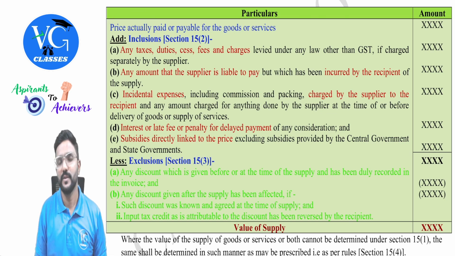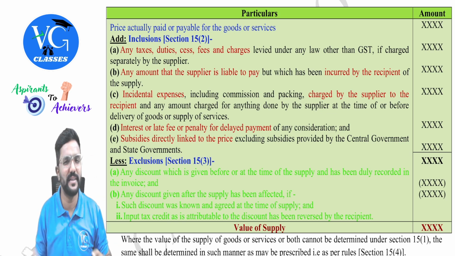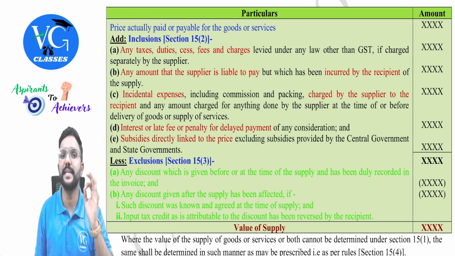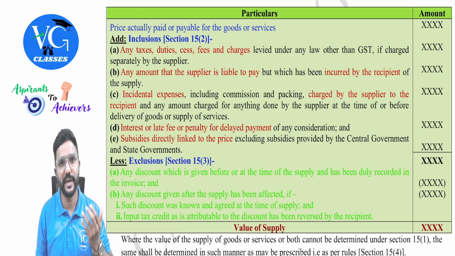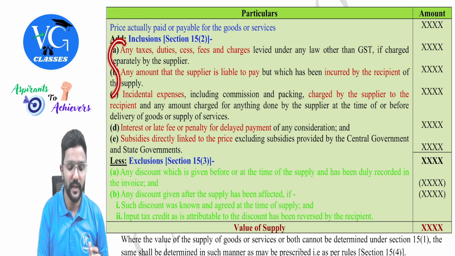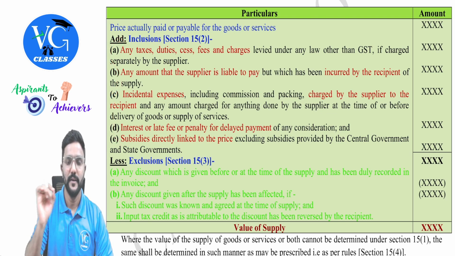No, sir. They would have clearly given in the question that other than the price, there are a few more things which the supplier is charging to the recipient, something like that. They would have given some hint in the question. Accordingly, you follow it. If by chance the question is silent, then you can consider that whatever price is given in the question is excluding the following items, guys. Got it? Yes, sir. Fine.